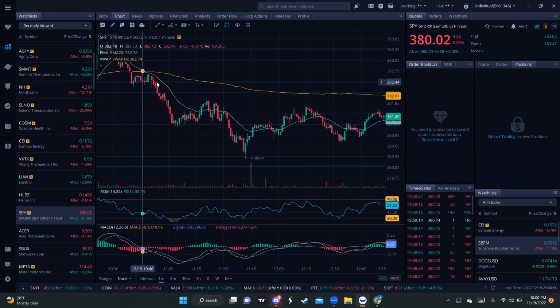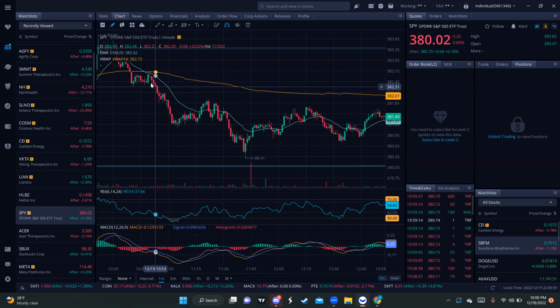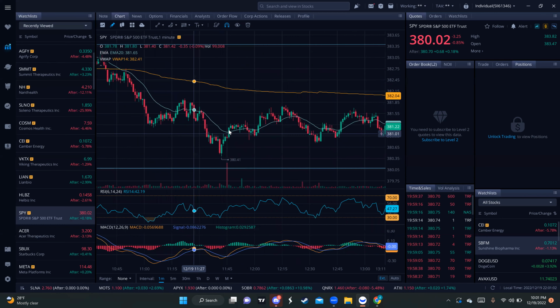This is why I tell you, don't fight the trend. If it's going down, if you guys are seeing that we're below the 20MA, don't fight it. You gotta ride it down, right?